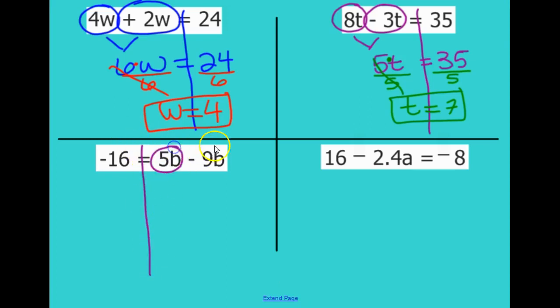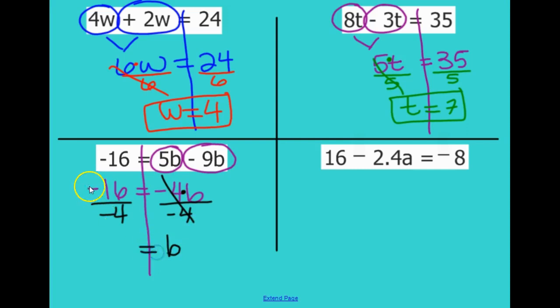Again, combine your like terms. 5b, that negative goes with whatever comes after it, minus 9. 5 minus 9, there's more negatives. It's negative 4b. And the opposite of multiply here is going to be divide. Divide by negative 4 on both sides. Don't add, this is really multiply. So let's cancel. 2 negatives make a positive, and 16 divided by 4 is 4.